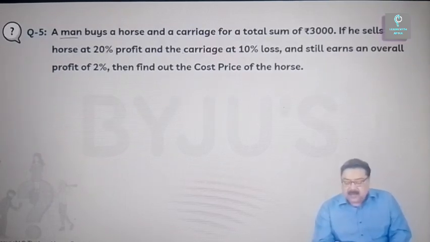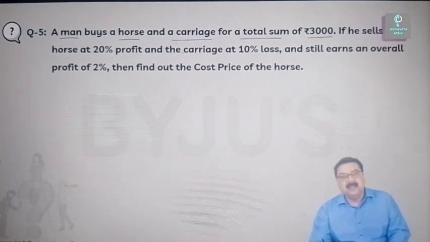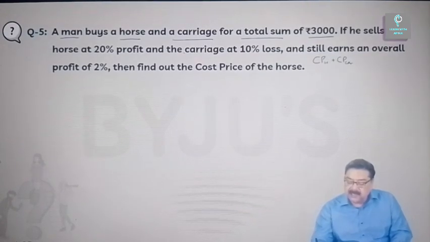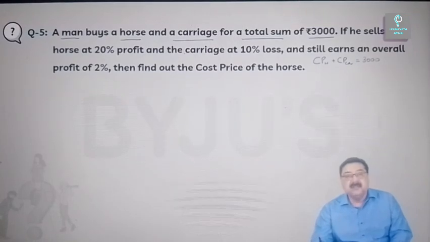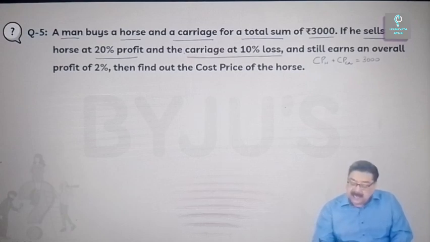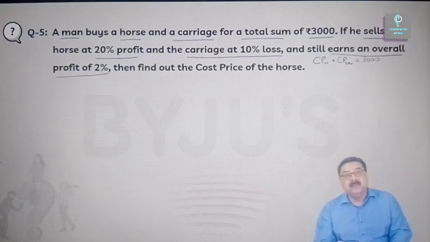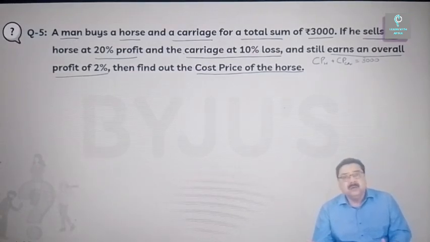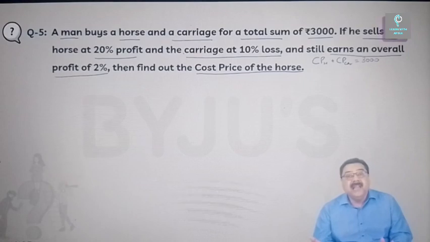A man buys a horse and a carriage for a total sum of rupees 3000. So what is given here? Cost price of horse plus cost price of carriage is rupees 3000. Now this is the information given. If he sells the horse at 20% profit and the carriage at 10% loss and still earns an overall profit of 2%, then find out the cost price of the horse. Whatever you need to find out, it is unknown. We always assume that to be X.